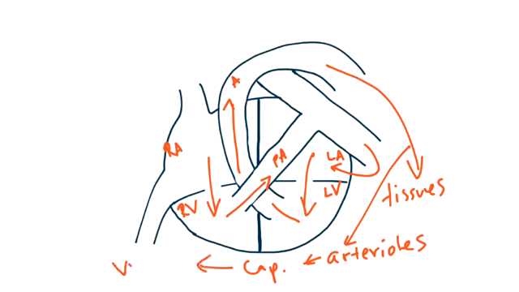The capillaries then become venules, which is the beginning of the venous circulation, and the venules become veins, which ultimately drain into the vena cava and back into the right atrium.